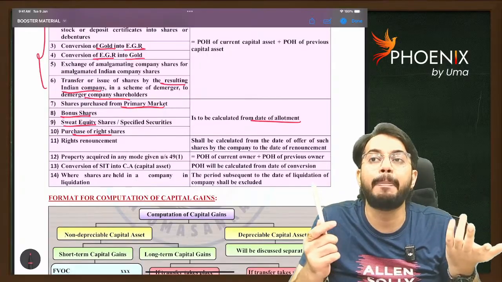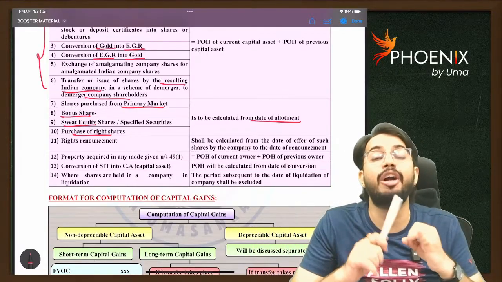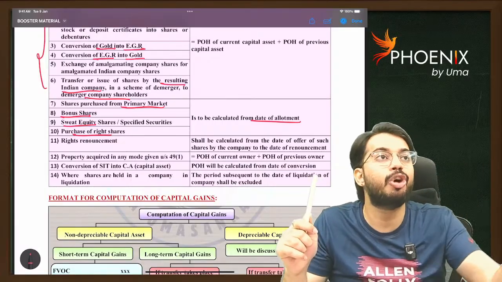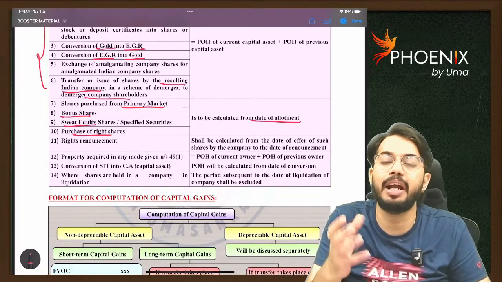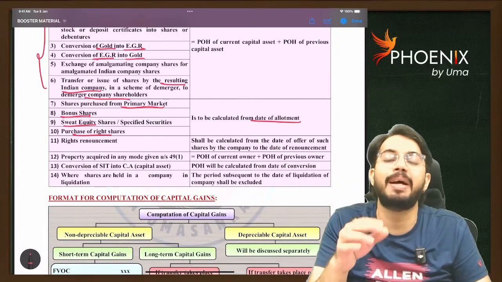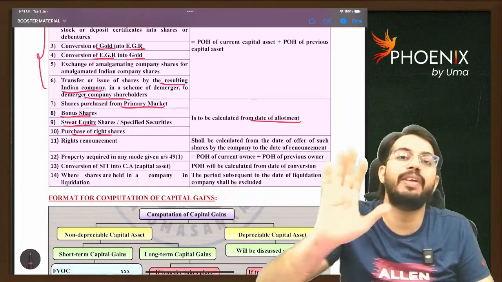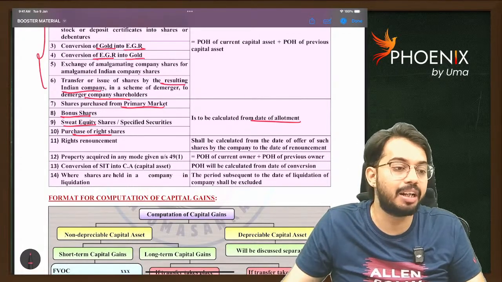On date of application, you do not know whether company will allot to you or not, but on date of allotment, it is certain you got shares from company. So in case of shares purchased in primary market or bonus shares or right shares, sweat equity shares, date of purchase is not available. That's why we will calculate period of holding from date of allotment of these shares. Are you able to understand?